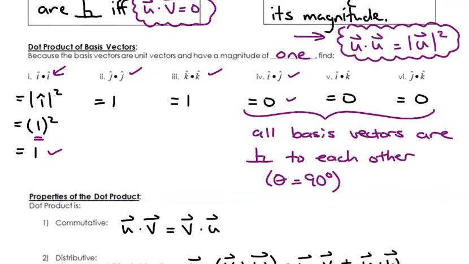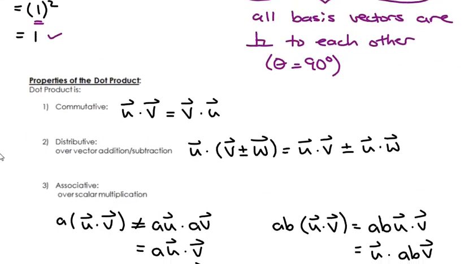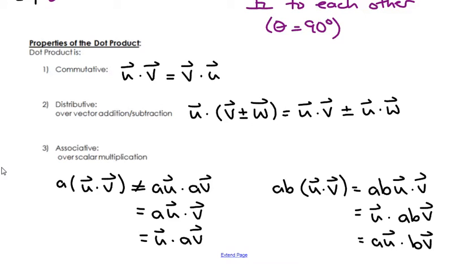Okay, so here are some other properties. The dot product, if you do u dot v, is commutative. V dot u will give you the same answer. You can distribute it, so you can take u dot anything inside a bracket, whether it's a plus or minus: u dot v plus or minus u dot w.